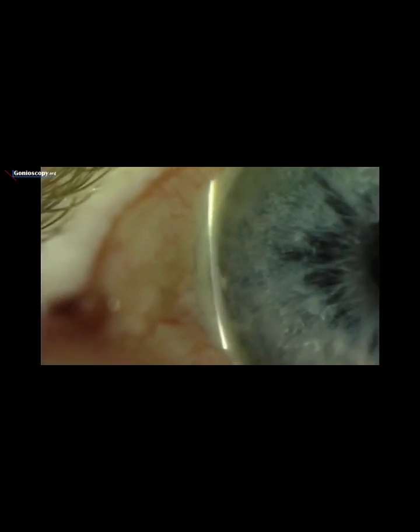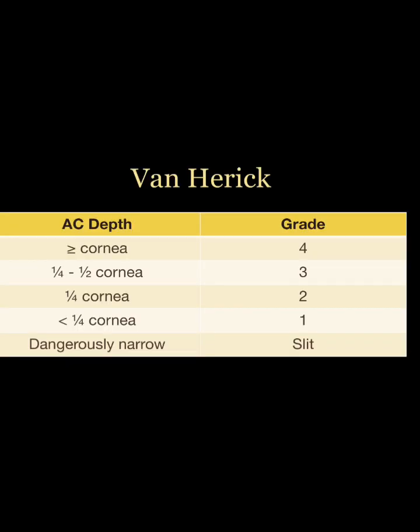This is an angle that's very narrow. So there's the ruler, and you can see way, way less than a third or even a quarter of corneal thickness deep there. And there are even areas where there's iris touch. And lastly, an angle where there is no anterior chamber. Iris is right up against the cornea. So in the Van Herick, if it's greater than a corneal width, that's grade 4. And you can see on down the line here.